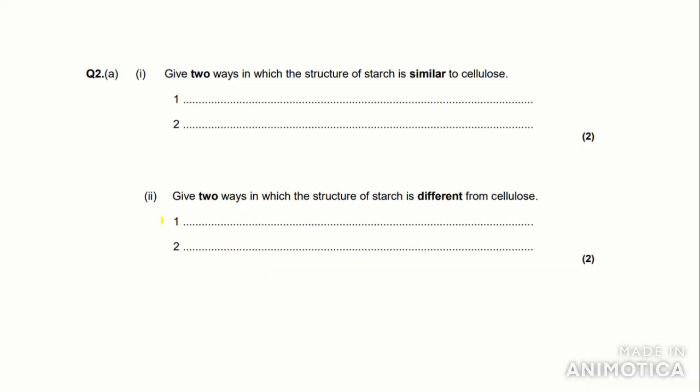So the next question is give. So it's stating facts. 2 ways in which the structure of starch is similar to cellulose. Now the first thing to note is that they're both polysaccharides, as I mentioned earlier. And next is that they are linked by glycosidic bonds. Again, the examiners really like you to use the terms that link the monomers together, such as glycosidic bonds, peptide bonds, ester bonds, and so on.